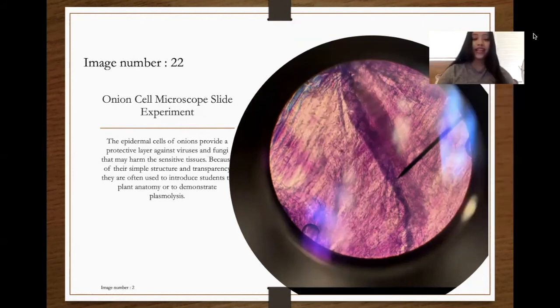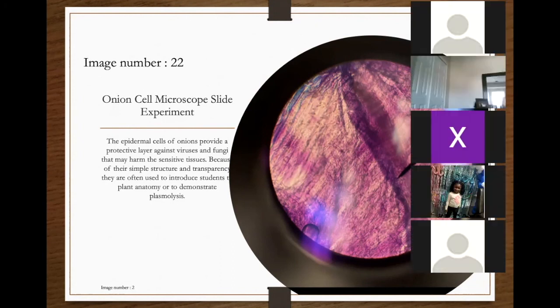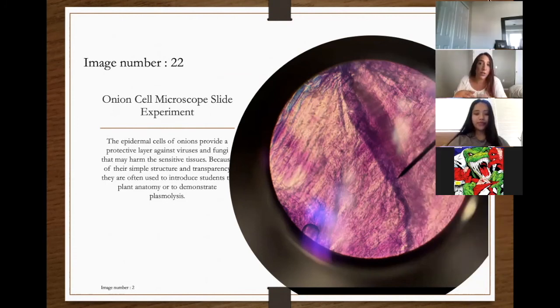This is basically an onion cell, which I took on a microscope. The epidermal cells of onions provide a protective layer against viruses and fungi that may harm the sensitive tissues because of the simple structure and transparency, and are often used to introduce students to plant anatomy or to demonstrate plasmolysis. In the past, when we didn't have the opportunity to do this experiment in class because of the pandemic, we had to do virtual labs. But we did it online. As you remember from class, the epidermis from the onion has many layers and they're very thin, so you can mount it on a slide easily, right? So that's a beautiful image.